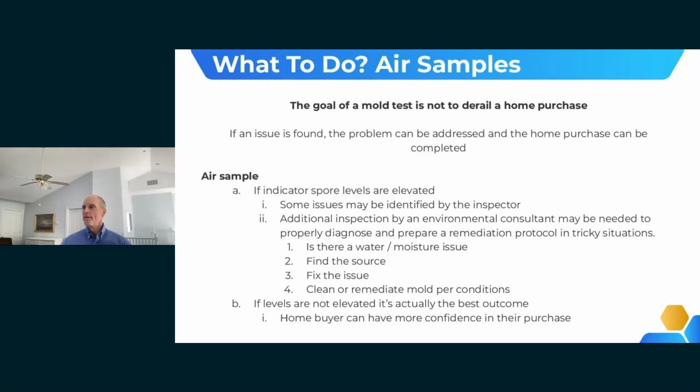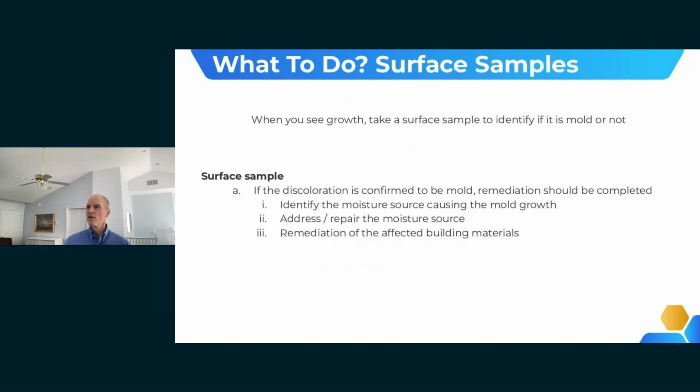As I was saying, like number 2 there, sometimes you do need an environmental consultant to come in and do a further analysis if it's something that you're not finding, but the report is pointing out. And again, the key is, if there's a moisture issue, find the source, fix it, and then clean or remediate the conditions. So if it's not elevated, that's the best outcome possible. With a surface sample, if the discoloration is confirmed to be mold, then you should remediate that, again, solve the problem.